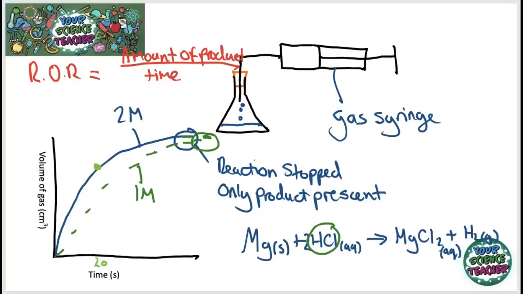And what I mean by a tangent is a line which is going exactly the gradient at that point of the graph. So you're going to put your ruler on your page and you're going to draw a triangle on your page, and you're going to do the change in y divided by the change in x in order to get your instantaneous rate of reaction.